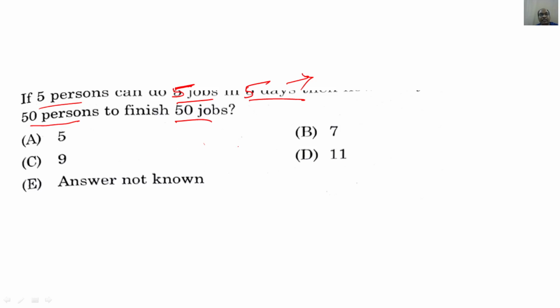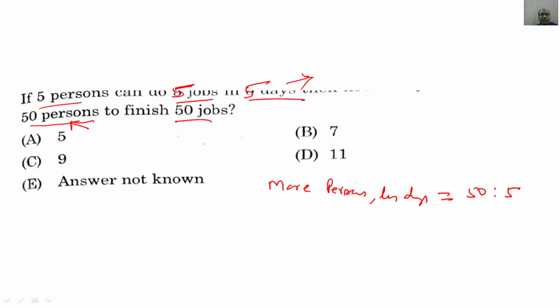So when we are doing this, let us relate persons and days. If more persons, less number of days, correct? If there are more persons, they will take fewer days to complete the job. So there is an indirect relation, we can say inverse relation. Okay, so it is 50 is to 5.